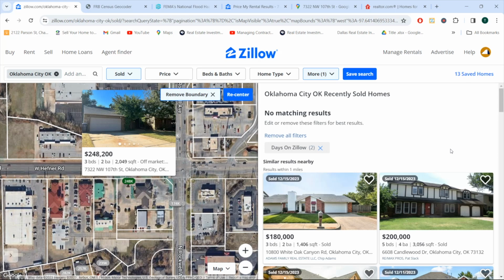But yeah, this is kind of the overview, without PropStream, without PropWire, on how you're going to comp properties. So I hope this was helpful.